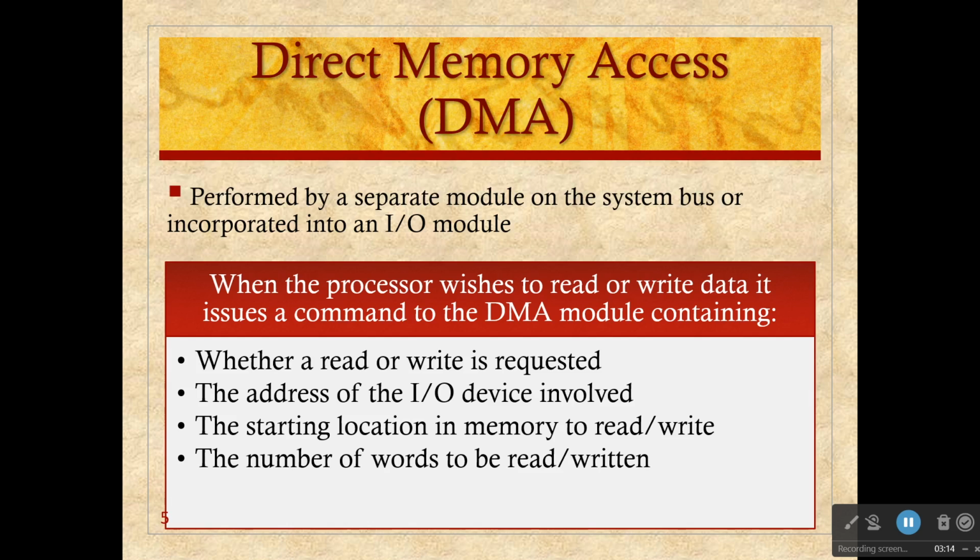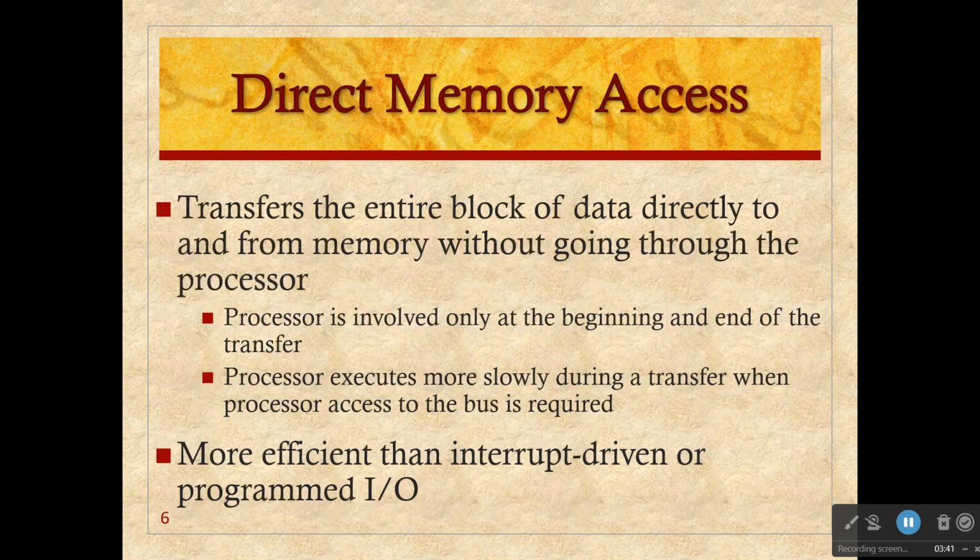When the processor wishes to read or write a block of data, it sends a command to the DMA module, providing the following information: whether a read or write is requested, the address of the I/O device involved, the starting location in memory to read data from or write data to, and the number of words to be read or written. The processor then continues with other work.